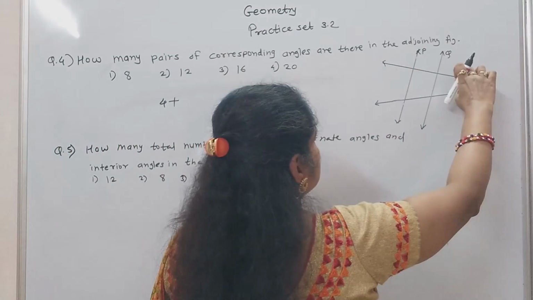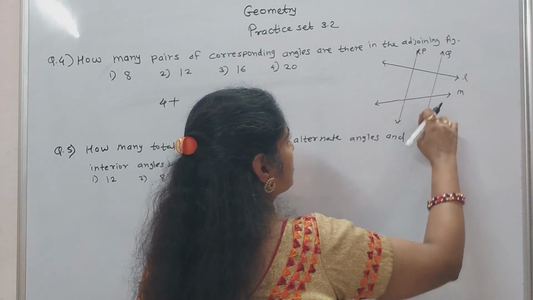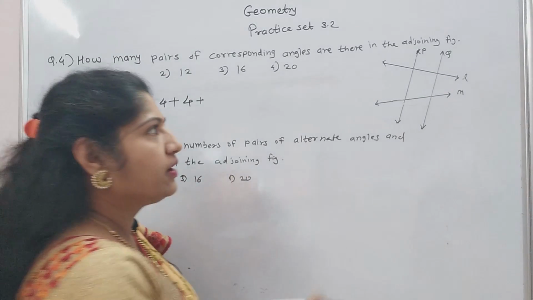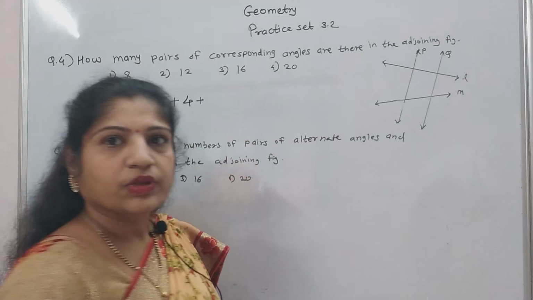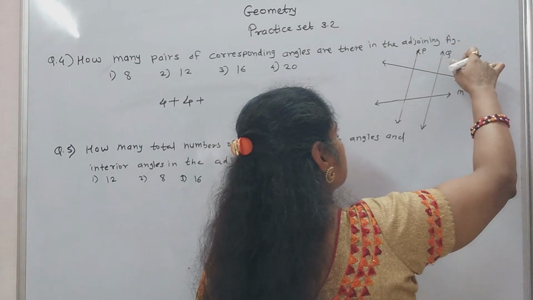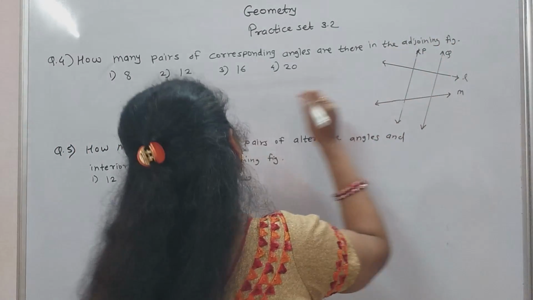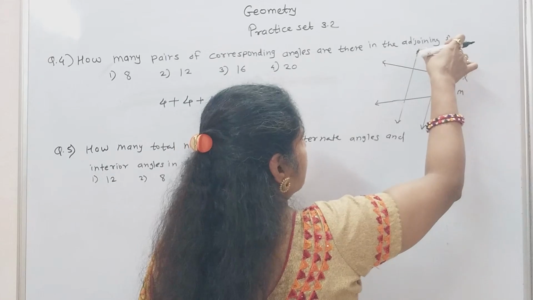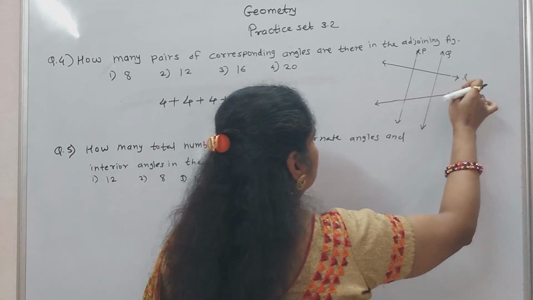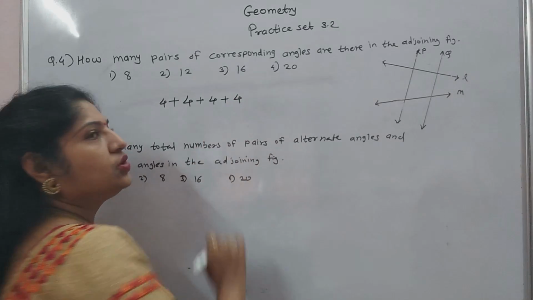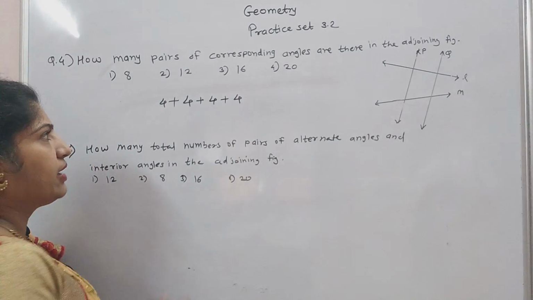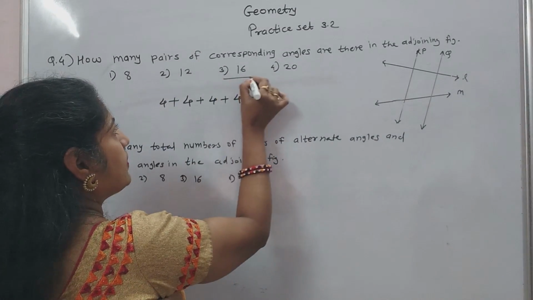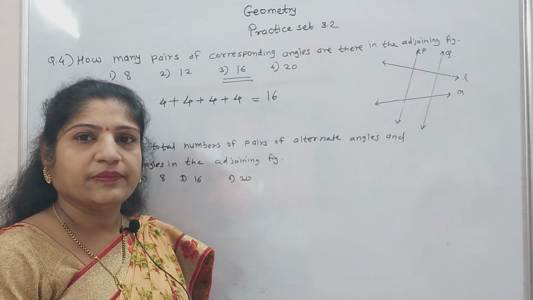Now take lines L and M and Q is the transversal. So here also four pair of the corresponding angles plus. Now take two lines P and Q and L is the transversal. So here also four pair of the corresponding angle. Next, take two lines P and Q and M as the transversal. So also four pair of corresponding angle. Now total is 16 pair of the corresponding angle. So our option is option number 3, 16.